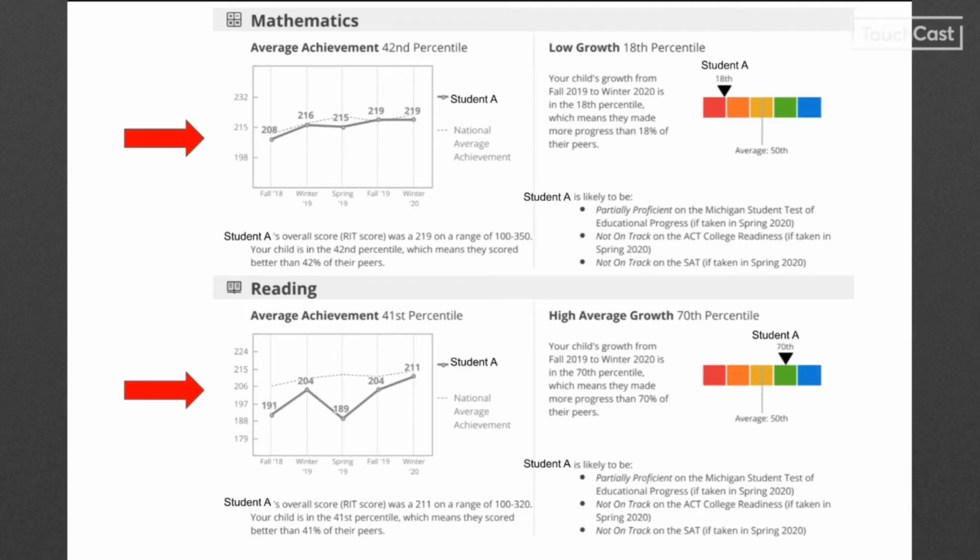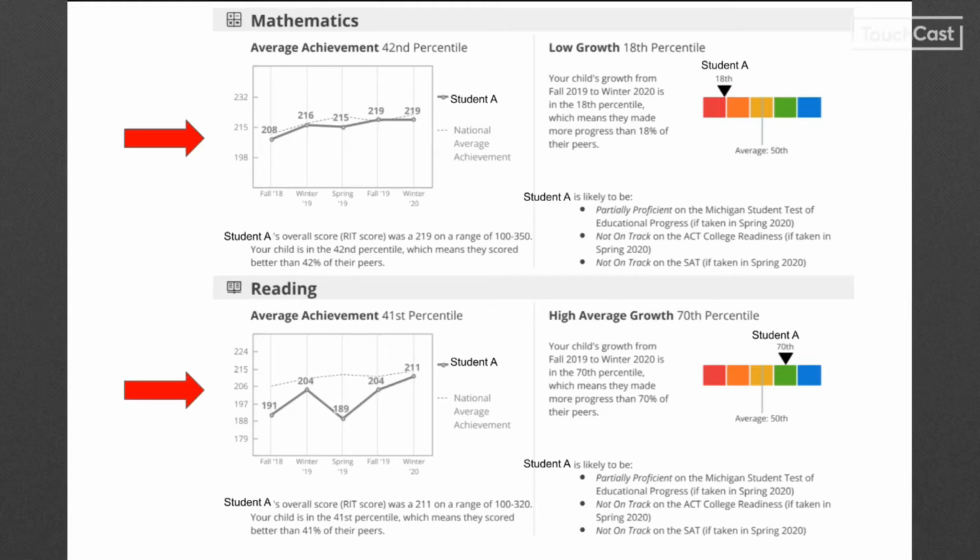In this first example, student A is a 6th grade student who took the MAP Growth Reading and Math Assessment this winter. Student A's score this winter was near the dotted line in math, but below the dotted line in reading. The reading score went down in the spring of 19, but they showed fantastic growth in the fall of 19 to get themselves back on track with a 15-point swing.